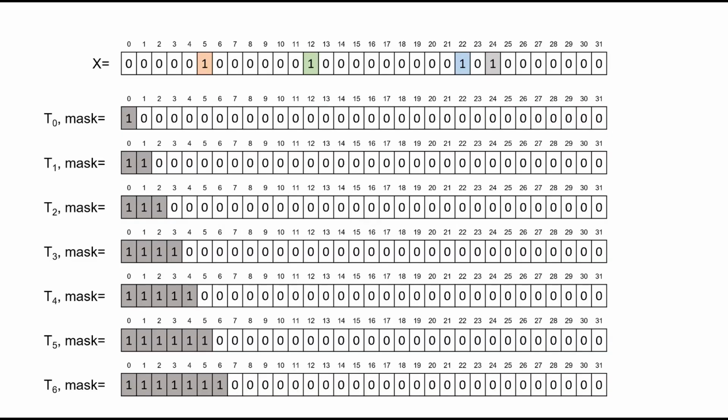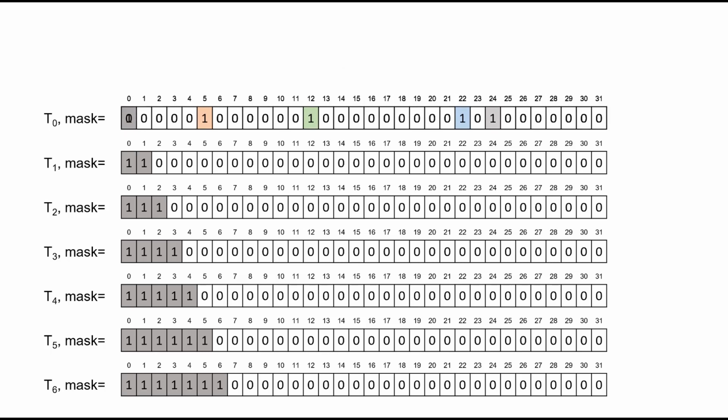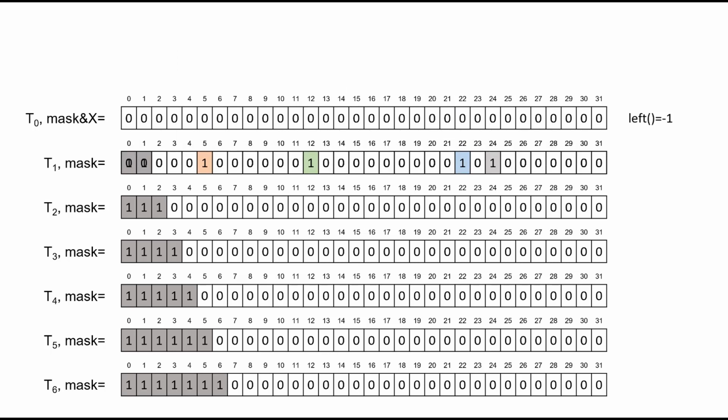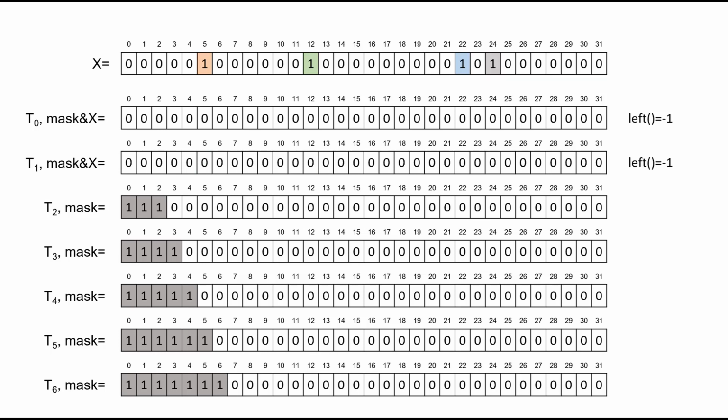Here we show an example. Each thread operates on the same integer input x. Each thread creates a mask of 1 bit up to and including its own bit as depicted for the first 7 threads here. The mask is ANDed with the integer input and the left function is operated on this result. In this case, thread 0 has no left neighbor. The AND operator applied to the mask of thread 1 and the input also results in 0. Thread 1 also has no left neighbor.